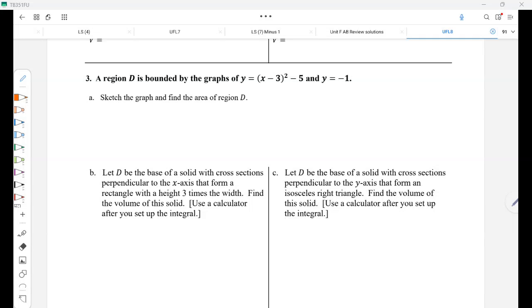Okay, so number 3 tells us a region D is bound by the graphs of y equals (x minus 3) squared minus 5 and y equals negative 1. Does anybody recognize that first equation and what it's telling us? Why is it in that form? Blast from the past. What's that? It's not point slope because it's not a line. What is it? Let's start there.